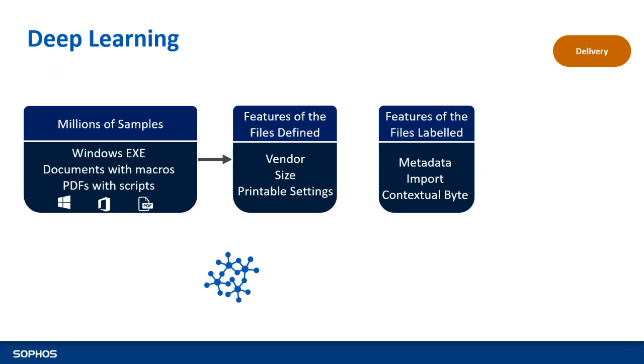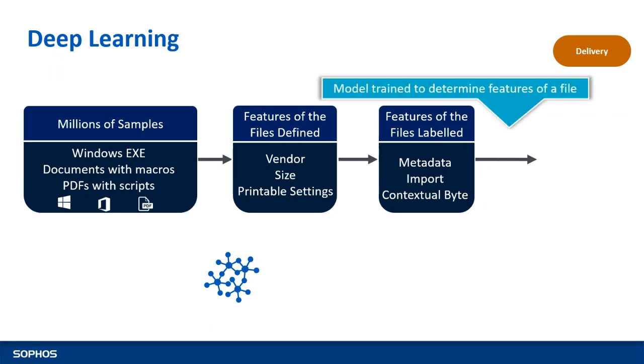So the deep learning model is trained on millions of known good and bad file samples. Some examples are shown there. So here, the characteristics are size, compression, settings, printable strings, vendor, etc. Of these files are extracted and then tagged. The model is then trained to determine the characteristics of a file to create a learned model.